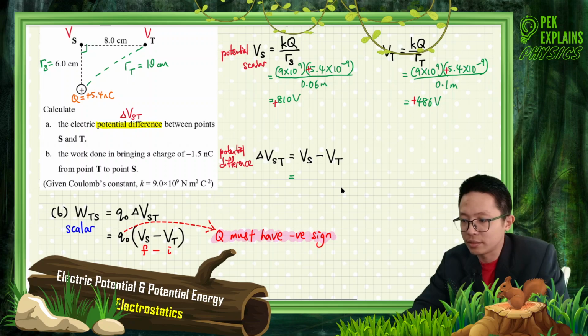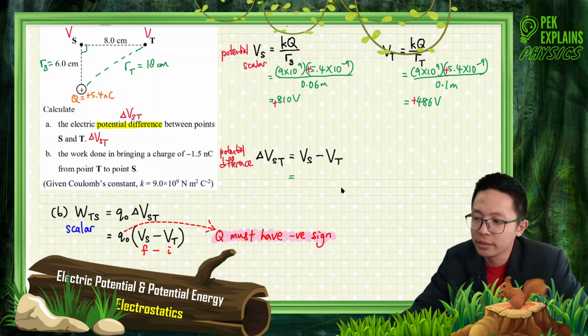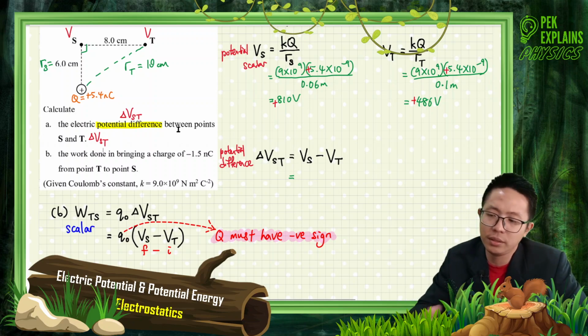Because it's S and T, that's why we write delta VST. Just follow the sequence. Between S and T, so it is VST. If between T and S, we write delta VTS. Actually, the word "between" can be either way.